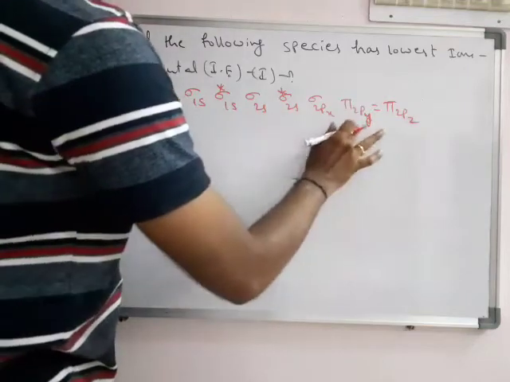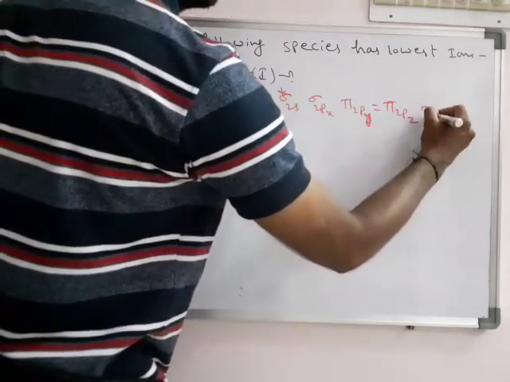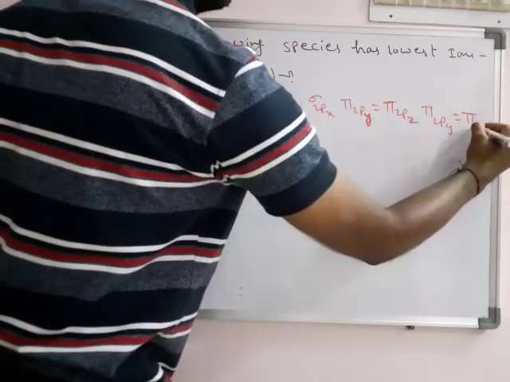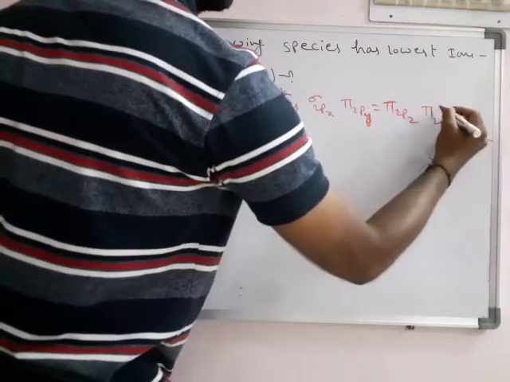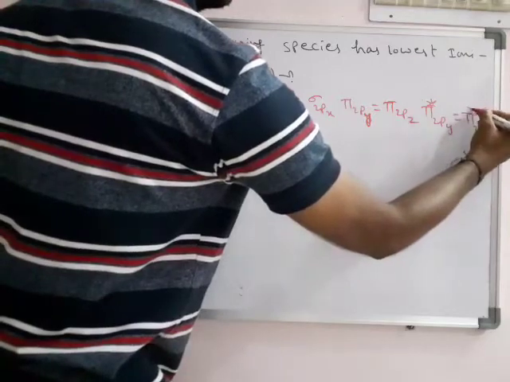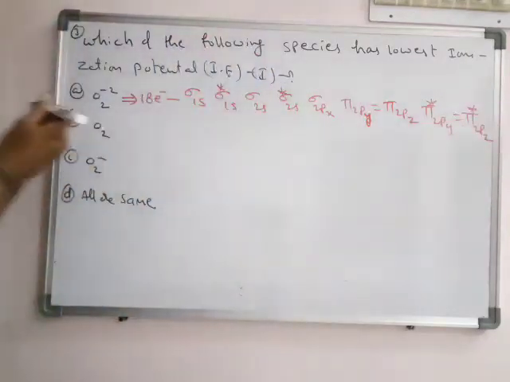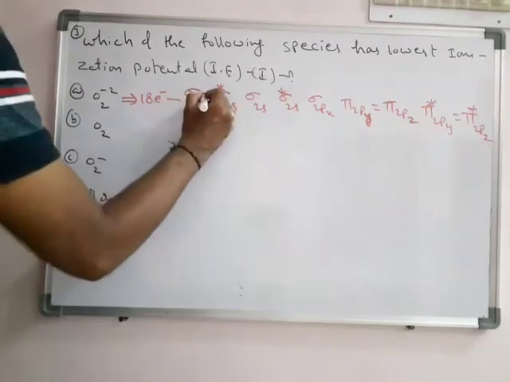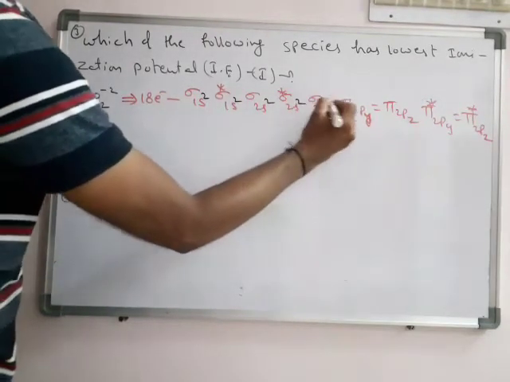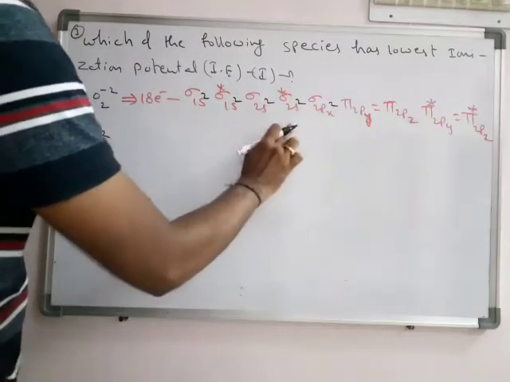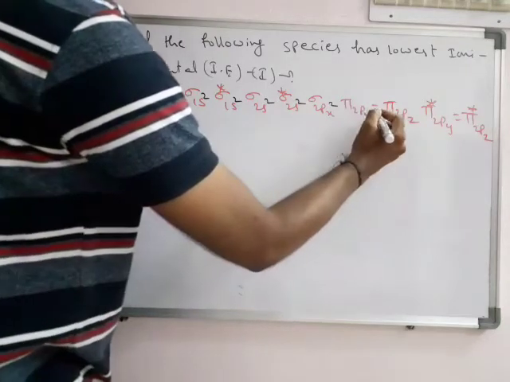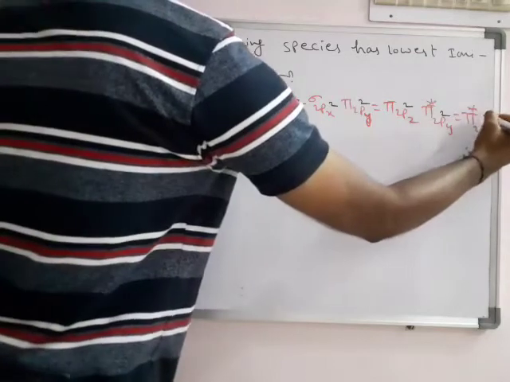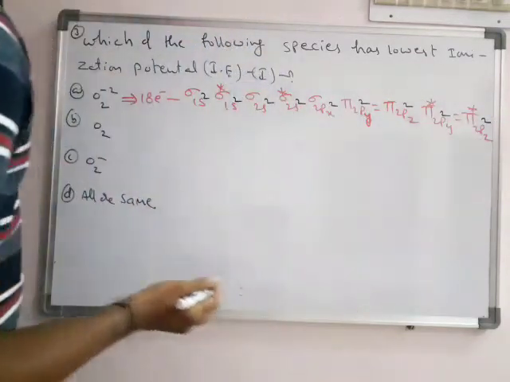3, 4, 5, 6, 7. I have to write again. Now fill those electrons. So 13, 14, 15, 16, 17, 18. So all are paired electrons.